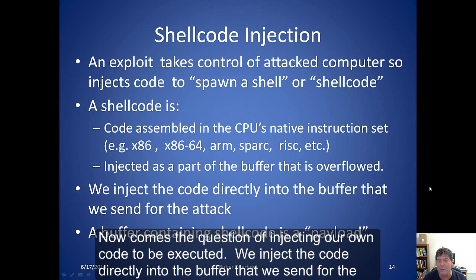So now let's talk about shellcode injection. An exploit takes control of the attacked computer, so it injects code to spawn a shell, or shellcode. A shellcode is code assembled in the CPU's native instruction set. It's injected as a part of the buffer that is overflowed. It's similar to what we just talked about two slides ago. We inject the code directly into the buffer that we send for the attack. The buffer containing the shellcode is then the payload.